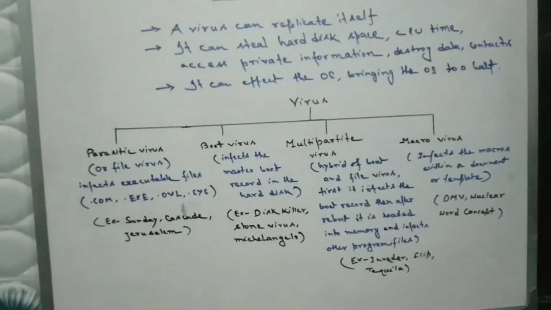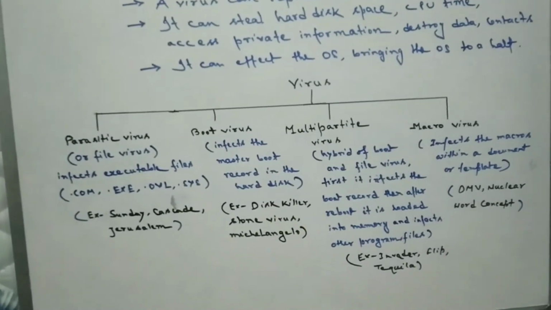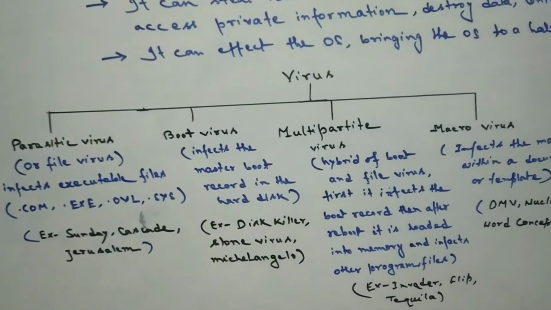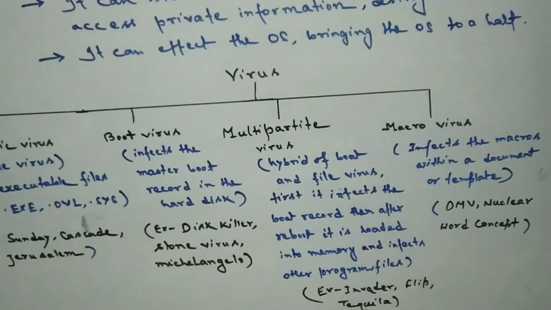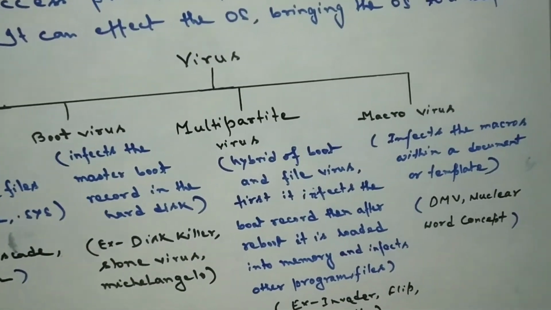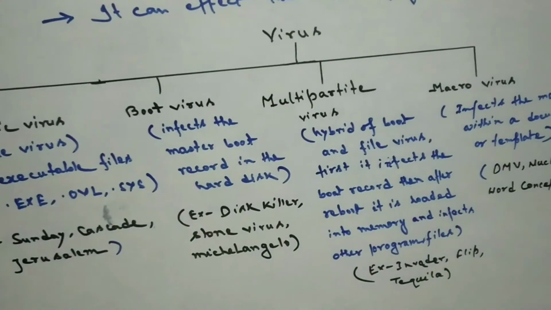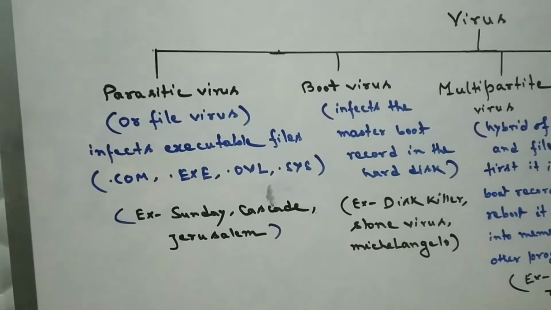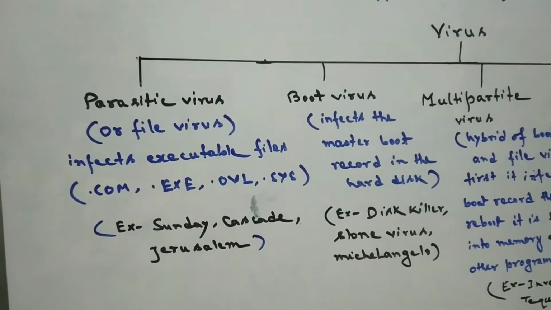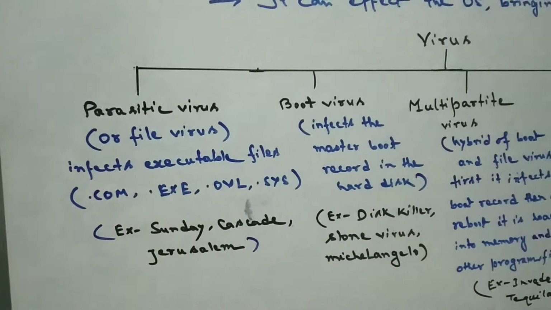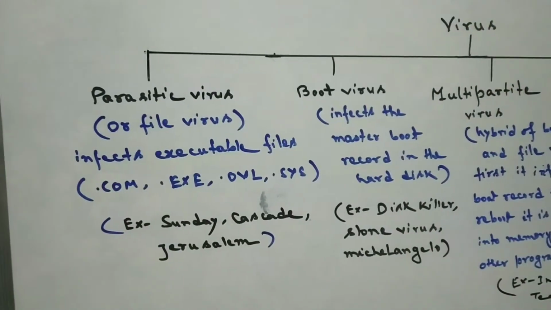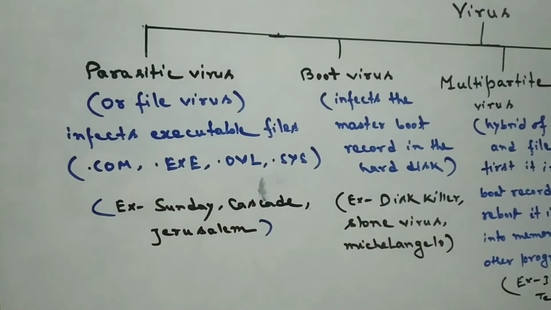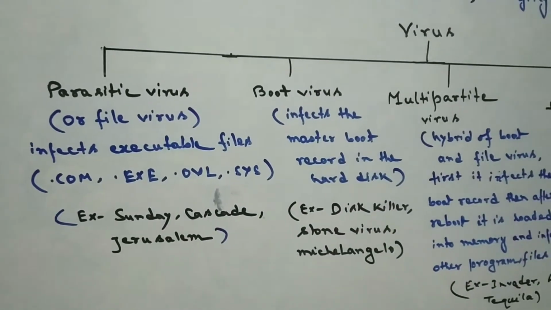Now, basically viruses are of four types: parasitic virus, boot virus, multi-partite virus and macrovirus. Now, what is a parasitic virus? The other name of parasitic virus is file virus. It infects the executable files. Executable files means those files which are in a position to execute. That means if you double click on that file, it will execute.